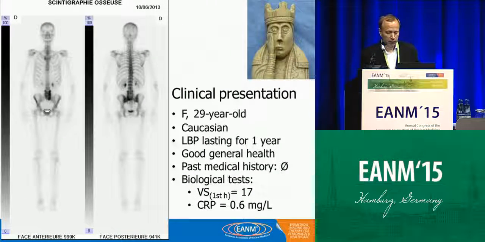For the spine, I give you some peers according to some clinical condition. A 29-year-old Caucasian, low back pain lasting for 1 year, good general health, past medical history nil, and biological tests nearly nothing. I ask you to scrutinize a whole body scan, which is just here.